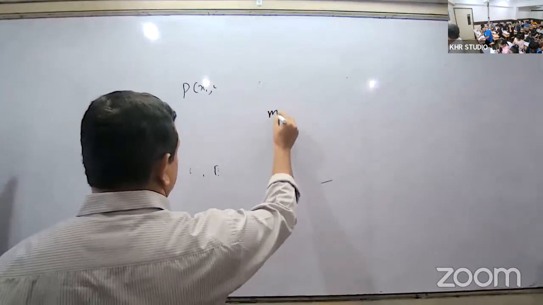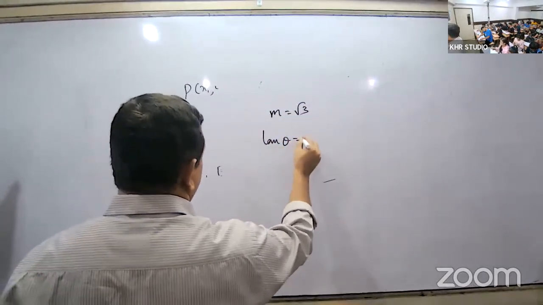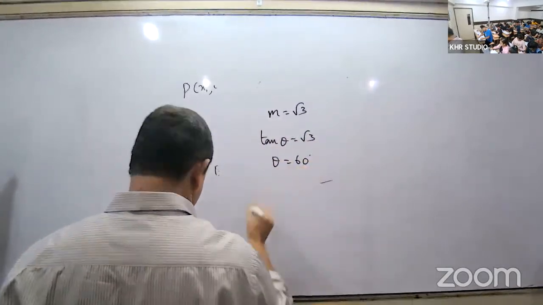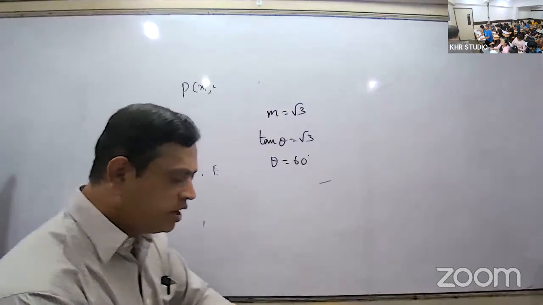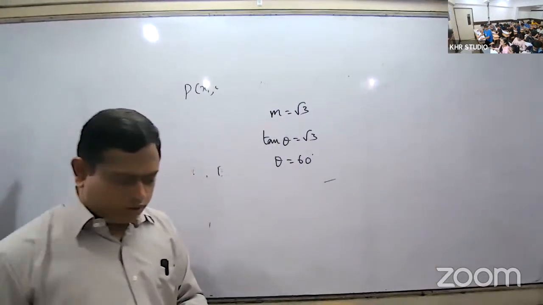M is equal to root 3. Therefore, tan theta is equal to root 3. Theta is equal to 60 degrees. And in the second value, you have to use the table and find out. You can do it in the same form.